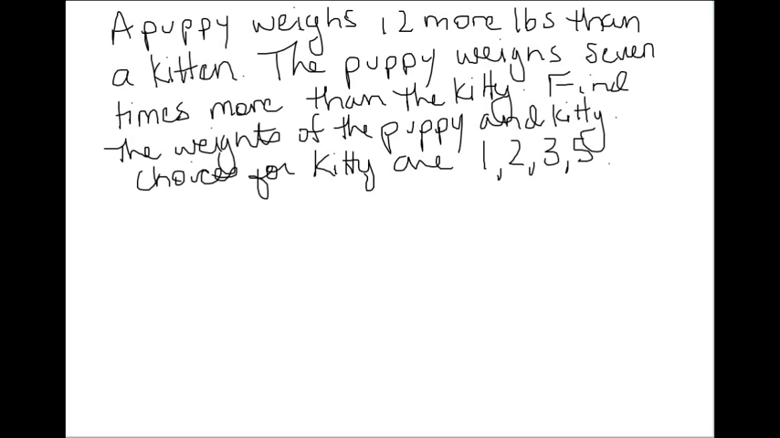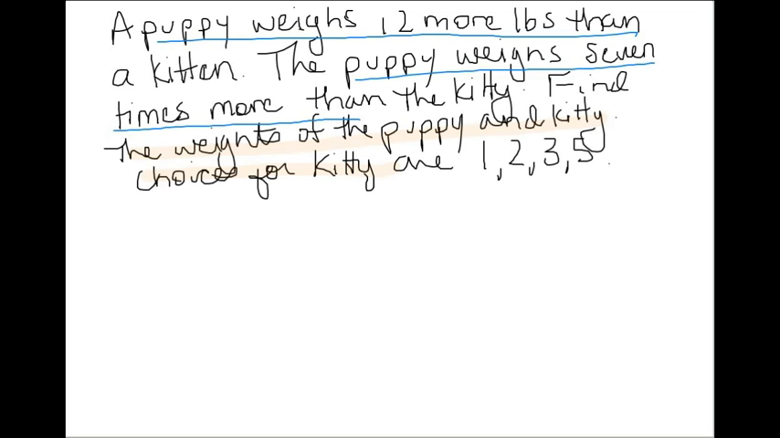So, step 1, read the problem carefully. What are we trying to find out? Well, hopefully you told me that we are trying to find out the weights of the puppy and the kitty. And we're given choices for the kitty. And what are my clues? What's going to help me get there? Well, I'm told that the puppy weighs 12 more pounds than the kitty. And then I'm told that it weighs 7 times more than the kitty.